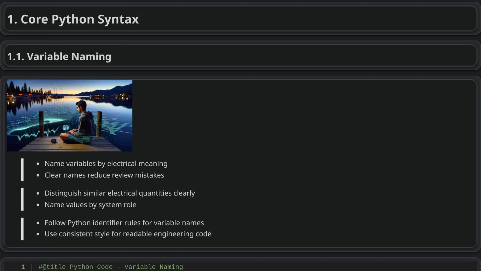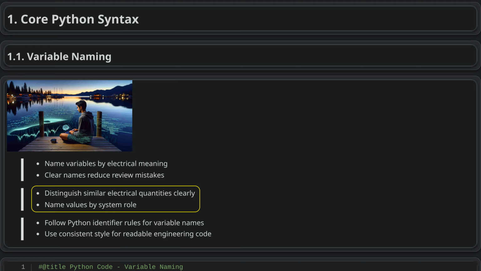Core Python syntax, variable naming. Clear variable names make Python engineering programs easier to understand and maintain. Names should reflect the physical meaning of the values, such as voltage or current, so the connection to the real system is obvious. This reduces confusion, helps others verify calculations, and makes future updates safer.